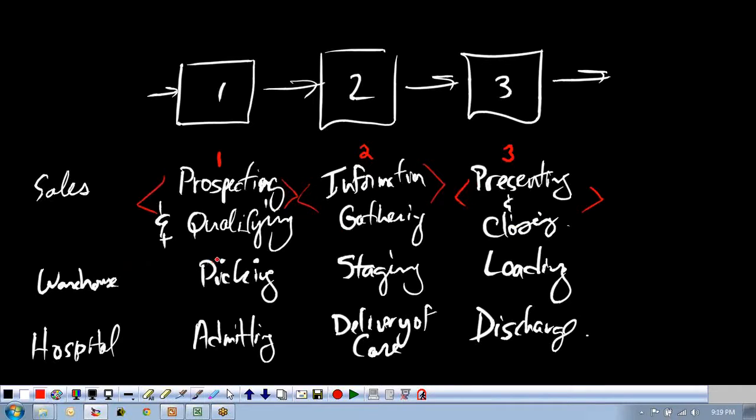Okay. If we're talking about a warehouse, maybe step 1 could be picking a pallet. Step 2 might be staging that pallet onto a loading dock, and step 3 might be actually loading it into the truck to get it ready to go.